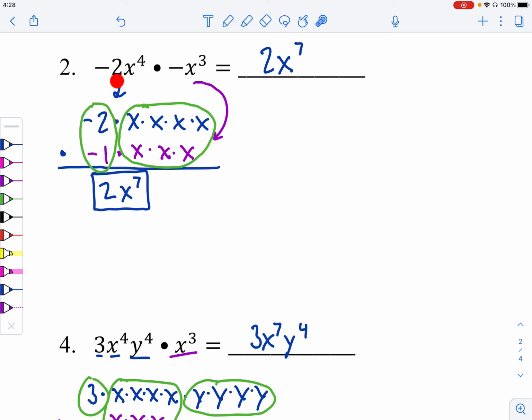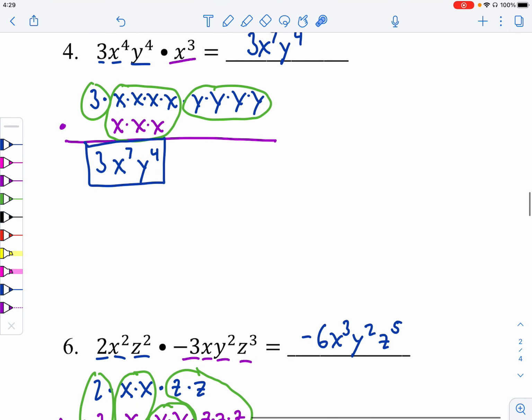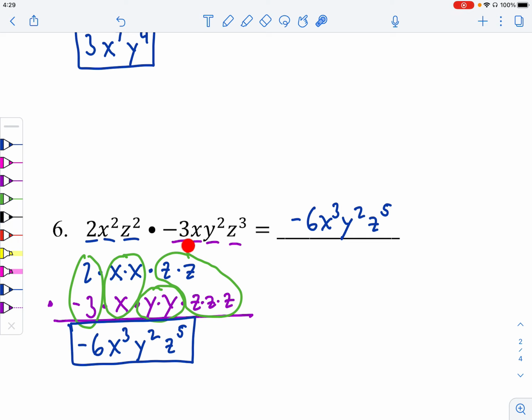So you can see this one, negative 2 times negative 1 is positive 2, and you count how many x's you have. 4 plus 3, 7, right? This one, 3 times a 1, just 3 by itself, so 3. How many x's do you have? You have 4 here, 3 here, that's 7, and then you have 4 y's right there. That's all it is. Then 2 times negative 3 is negative 6. Count how many x's you have. You have 2 here, 1 here, so that's 3. You have y's, 2 of them, and then z's, 2 here, 3 here, is 5 z's together.